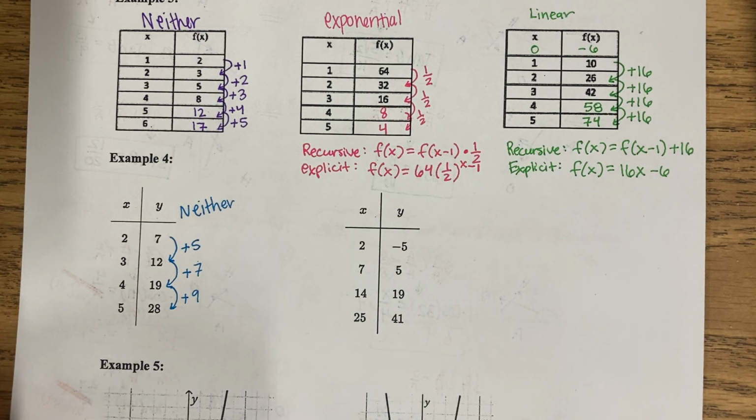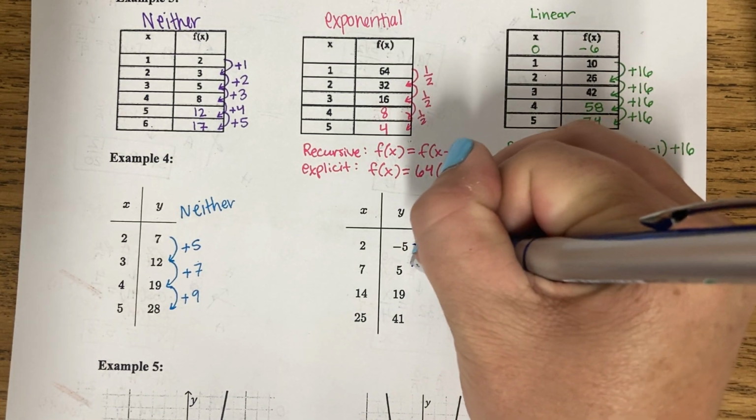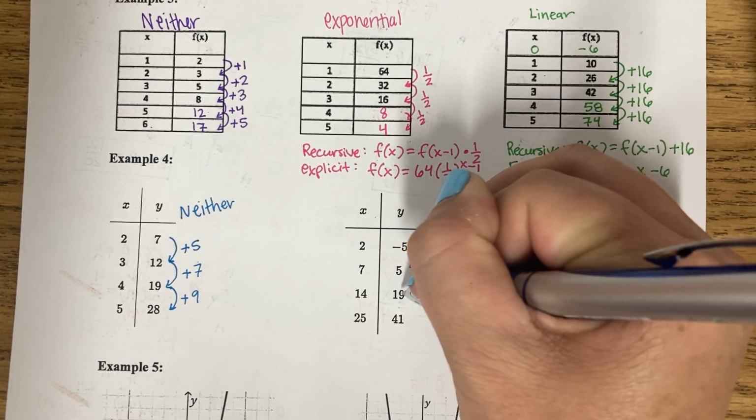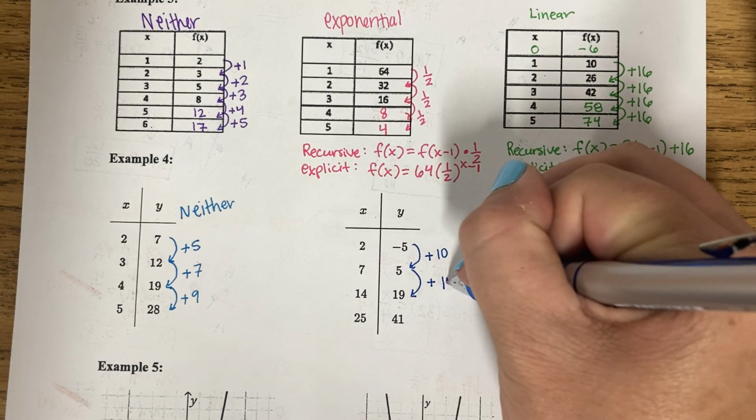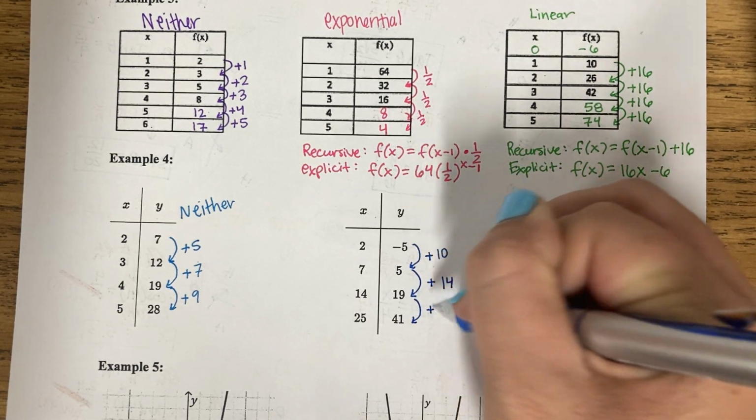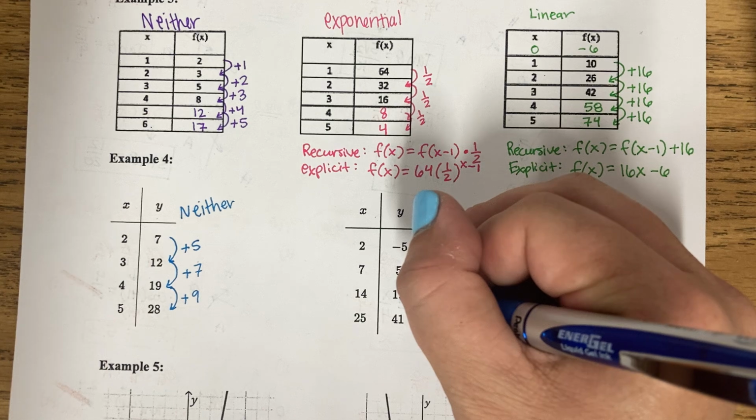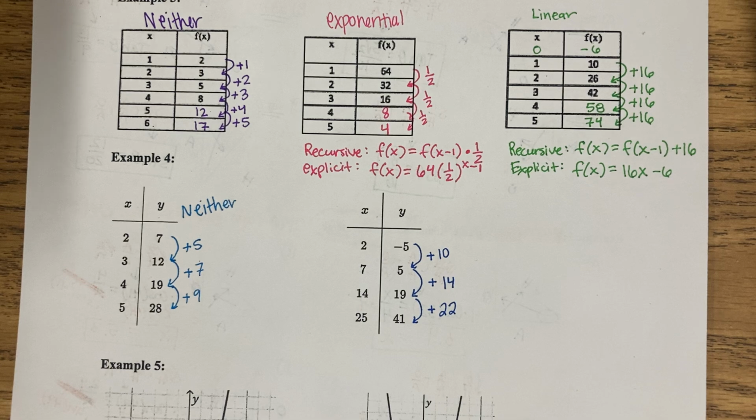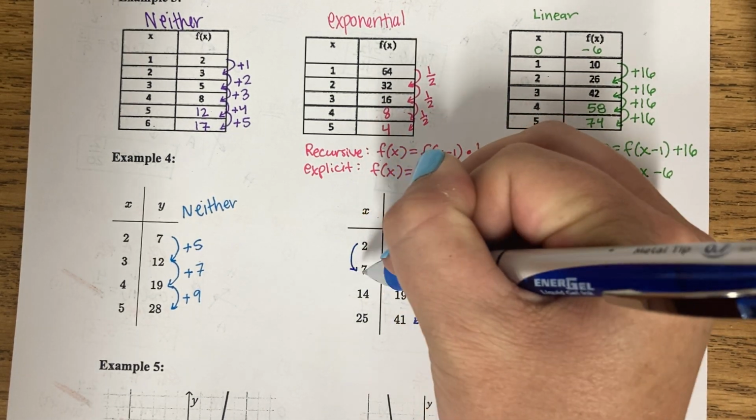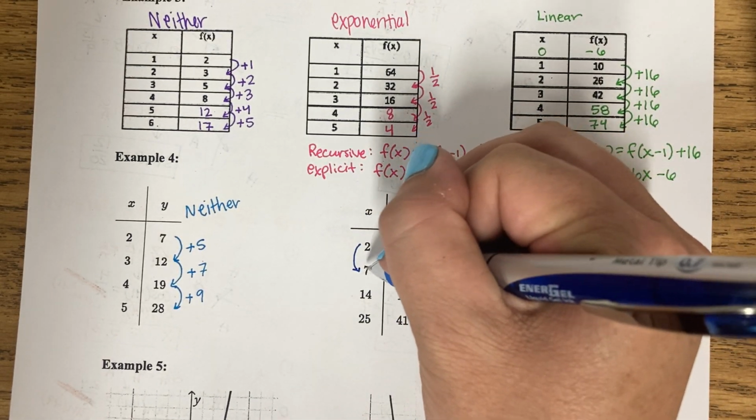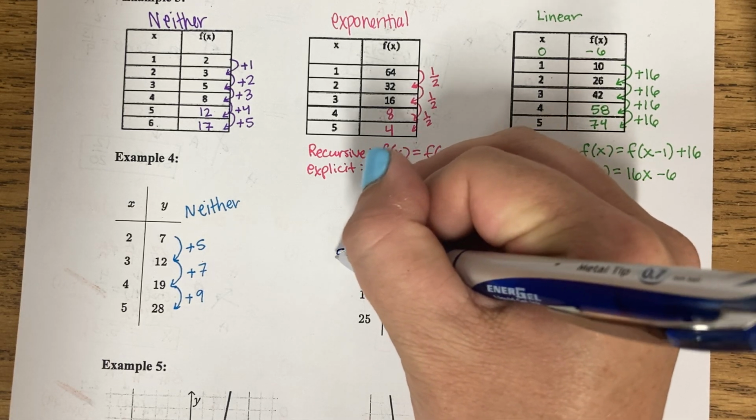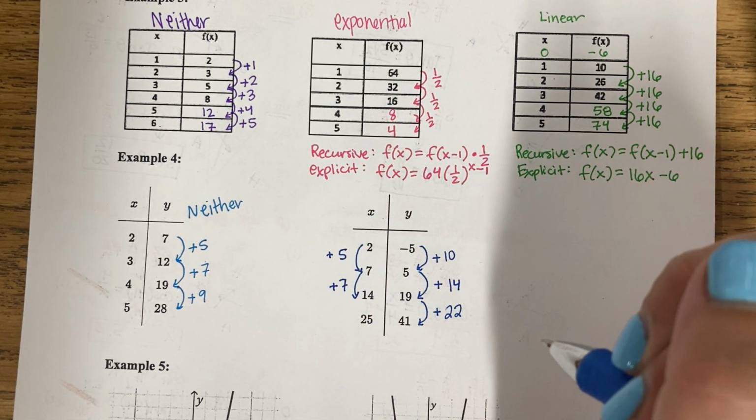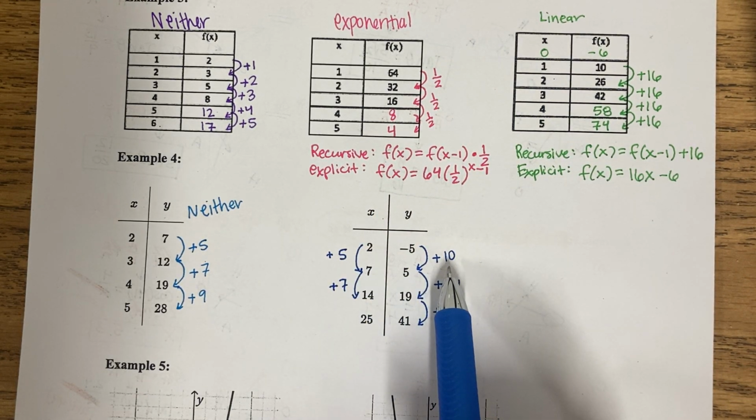All right, this table. -5 to 5, that's adding 10. 5 to 19 is adding 14. And this one is adding, let's see, 19, 22. Okay, and let's check here. 2 to 7. That's a pretty big jump. So that's 5. And then 7 to 14 is a jump of 7. Okay, so 5 and 10.